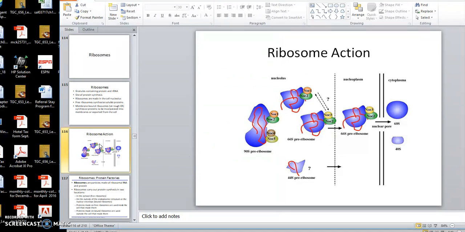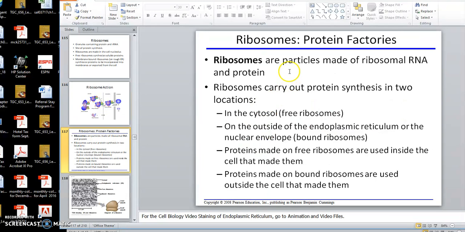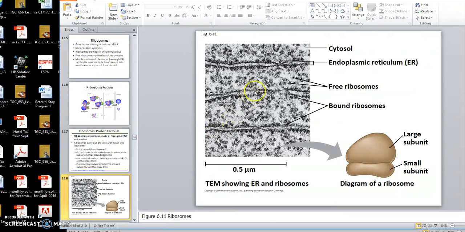Okay? I'll skip that picture. Ribosomes are particles made of ribosomal RNA and a protein coat. Ribosomes carry out protein synthesis in two locations. In the cytoplasm, they're floating around to be used, and the product protein is to be used inside the cell. Or fixed. Now, if it's fixed, it's going to be fixed on the endoplasmic reticulum, which is the organelle we're going to talk about immediately, right after I finish this ribosome. So free ribosomes, protein used inside the cell; fixed, used in the cell membrane or outside the cell.